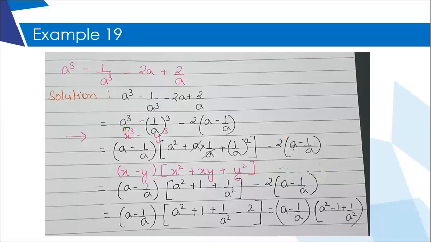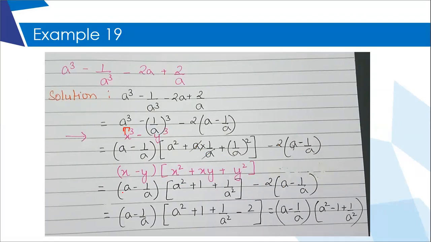So x cube minus y cube is nothing but x minus y in the first bracket, and x square plus xy plus y square. Now wherever x is there, I have written a. Wherever y is there, I have written 1 upon a. Second bracket is x square, which is a square, plus xy is a into 1 upon a, and plus y square is 1 upon a whole square. In the center term, a is present in both numerator and denominator, so you will cancel it. Okay, and this portion I told you will be copied as it is.